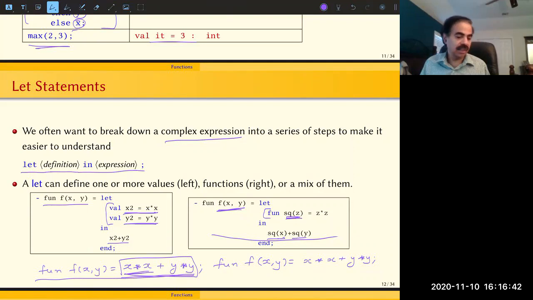Neither of these decompositions is particularly helpful, but all I'm trying to do here is to illustrate the let statement so that when you do have something complex, you can break it down into smaller pieces like this. Any questions?